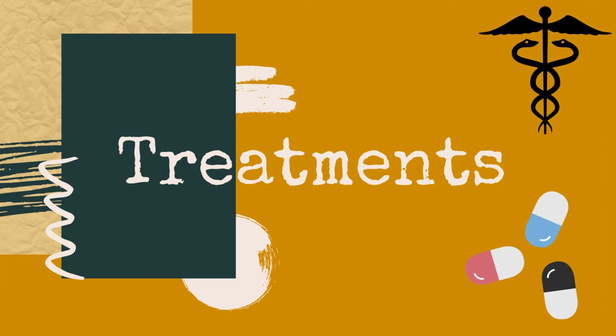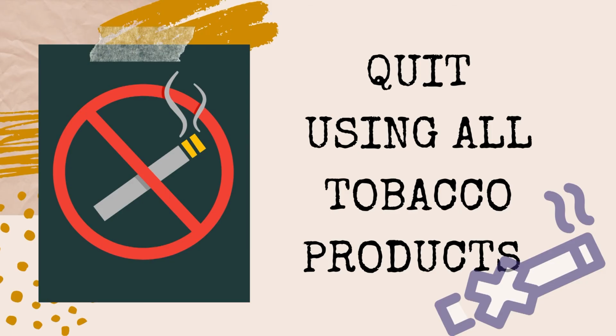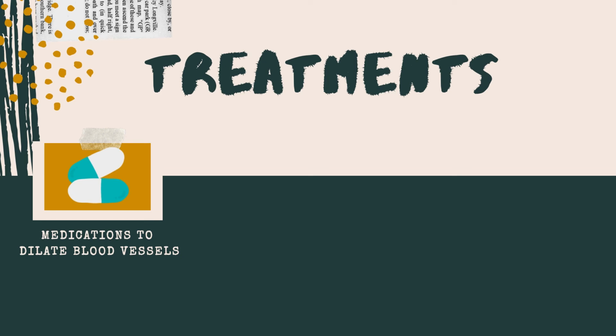Treatment. Although no treatment can cure Buerger disease, the most effective way to stop the disease from getting worse is to quit using all tobacco products. Other treatment approaches exist for Buerger disease but are less effective than quitting smoking. Options include medications to dilate blood vessels. This improves blood flow and dissolves blood clots.